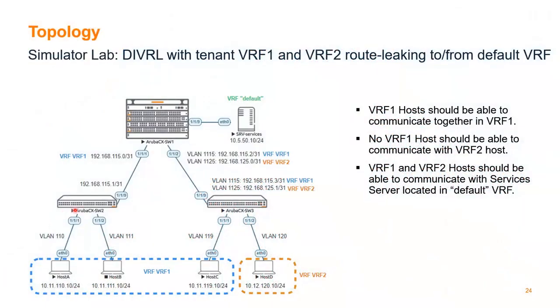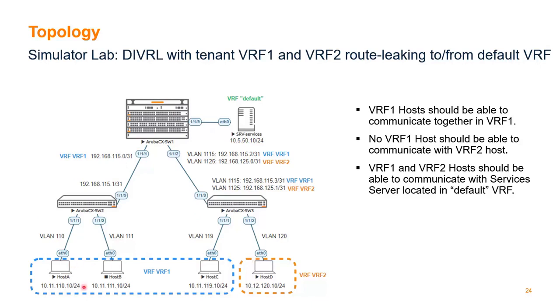So I propose now to get into the demonstration part. In the demonstration, we have the following topology with 3 switches. Switch 1 is doing dynamic IVRL between the default VRF and the tenant VRFs, VRF1 and VRF2. The objective of this demonstration is to have hosts inside VRF1 that can communicate between them. So it's the intra-VRF communication that is possible between switch 2 and switch 3 through switch 1.